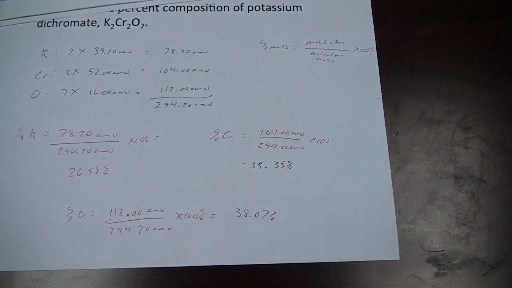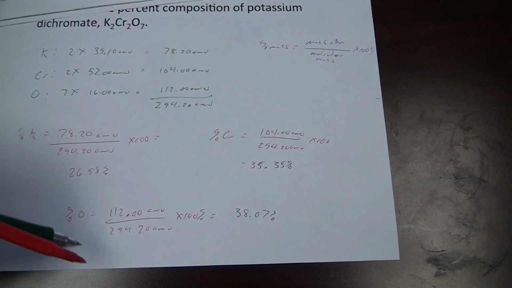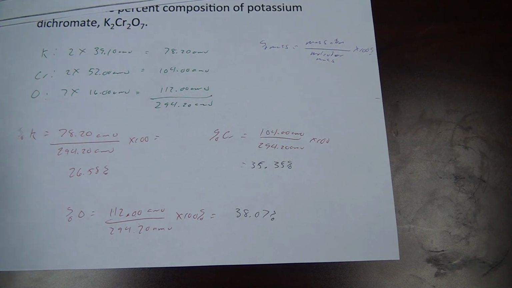So then if we know the percentages, we can go back to figure out the number and the masses of each one of those. We can figure out the number of atoms in there, or vice versa.